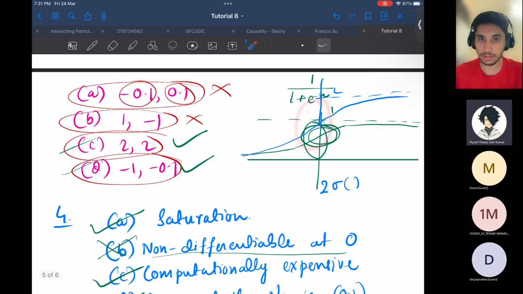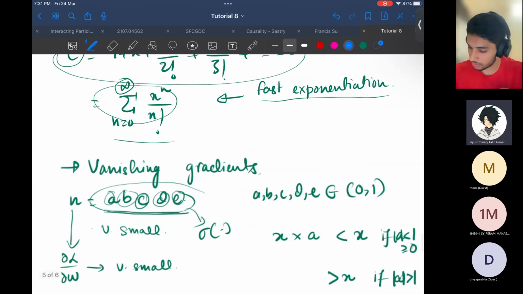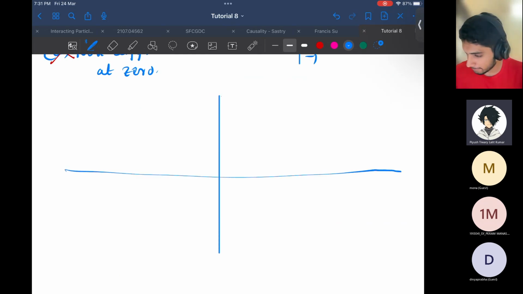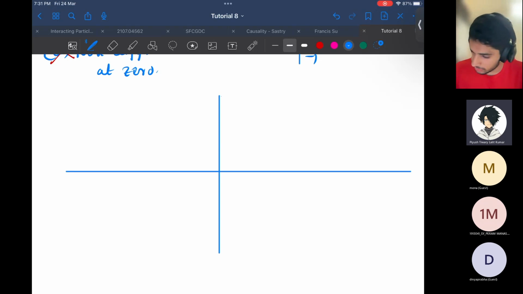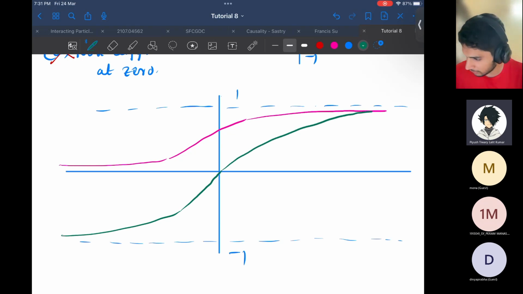I hope you can see that. Let me do this once. Let me draw this. This is your 1, this is your -1. The sigmoid function looks something like this, and your tanh function looks something like this.